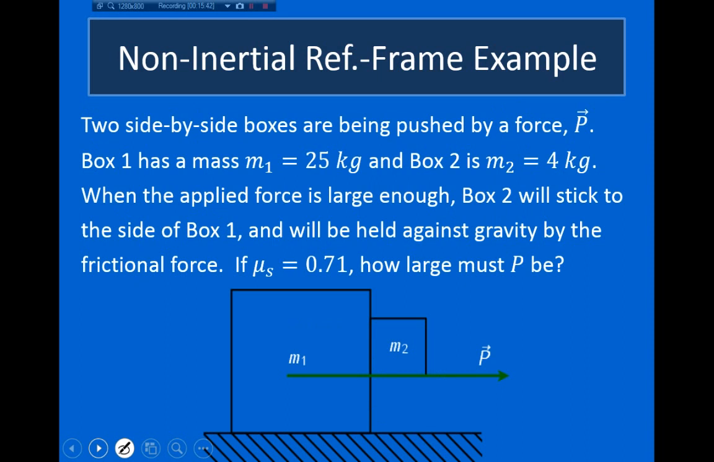So this example says we have two side-by-side boxes that are being pushed by a force P. Box 1 has a mass of 25 kilograms, and box 2 has a mass of 4 kilograms. When this applied force P is large enough, box 2 is going to stick to the side of box 1, and it's going to be held there against the force of gravity due to the frictional force between these two boxes. If the static coefficient of friction between these two boxes is 0.71, how fast must this acceleration be, or how large must this force be, so that this box M2 stays stuck to box M1 and doesn't slide down?